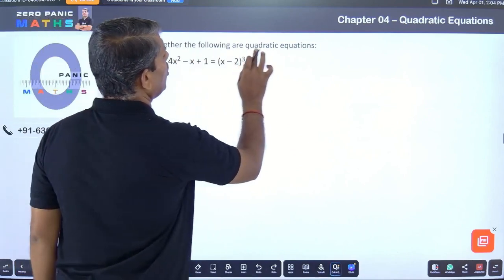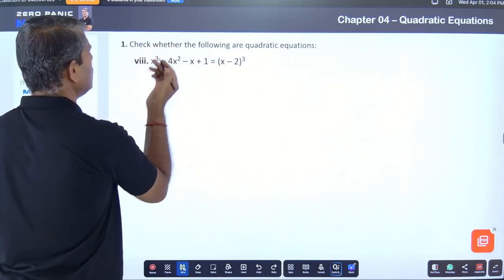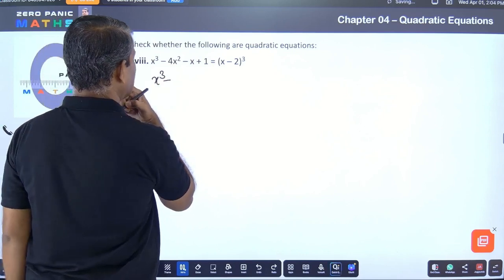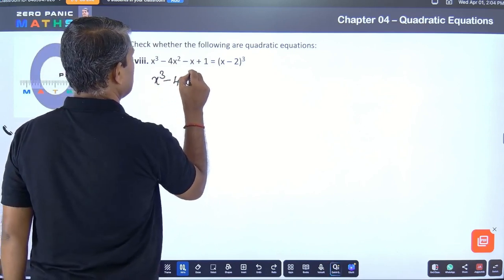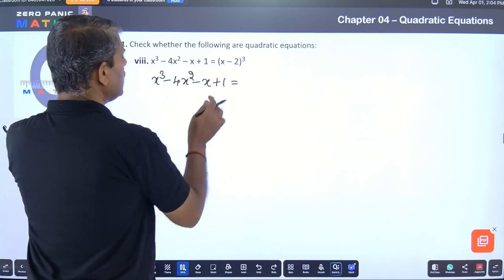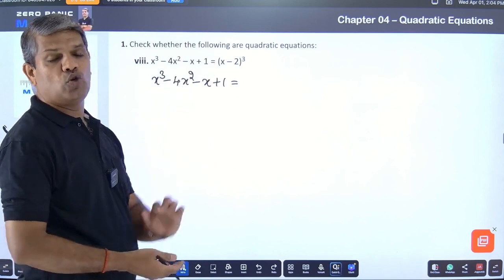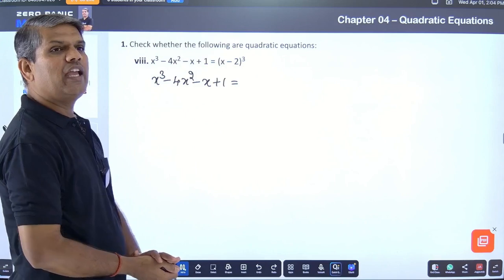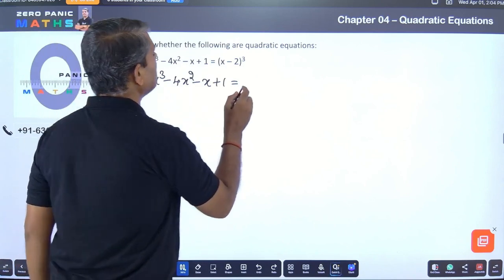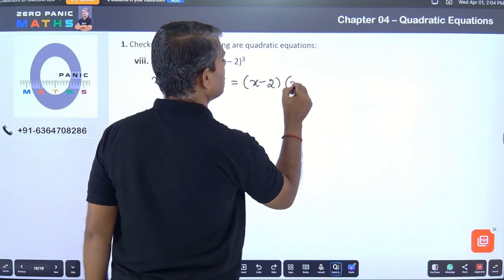Now let us go to the next problem. Check whether the following are quadratic equations. Again, let us do this also. Now x cube minus 4x square. Let us write quickly and resolve this. Again, if you see, the right side part is a minus b whole cube. A minus b whole cube is actually a minus b into a minus b whole square. Let us write that in that format only. A minus b, one term, and it is a minus b whole square.